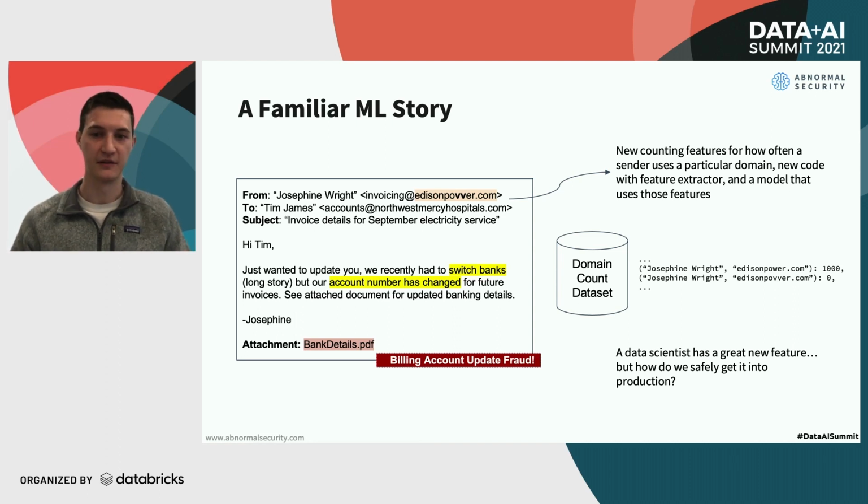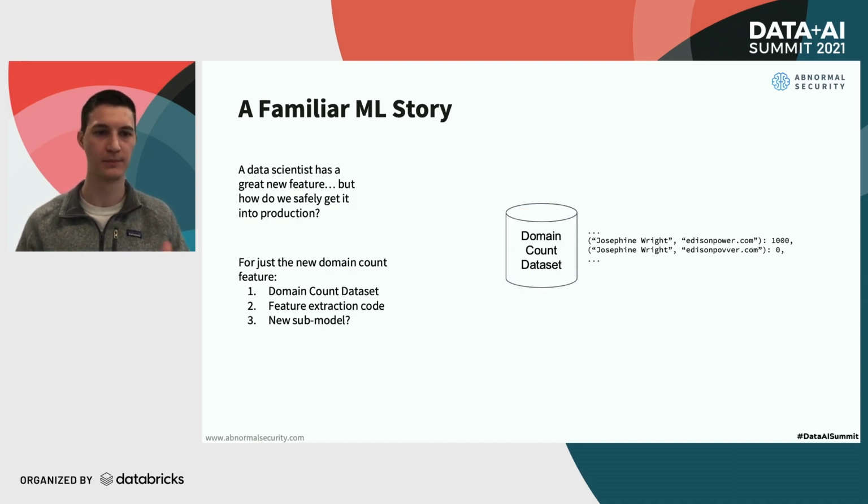So this sounds like a really good feature, but how does the data scientist actually get it into production? Well, they're going to change all three of those components that we just described. They're first going to build up this data set of these domain counts. They're then going to have to build some feature extraction code to take these counts and turn them into an input that the models can actually use during scoring. And finally, they're going to have to build, or rather train, either a new submodel, a new version of an existing model, or just generally change our model stack to incorporate this new feature.